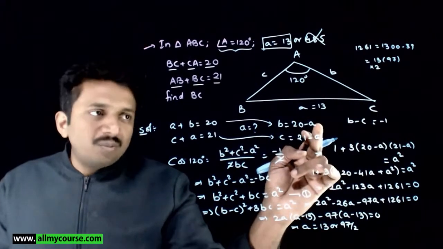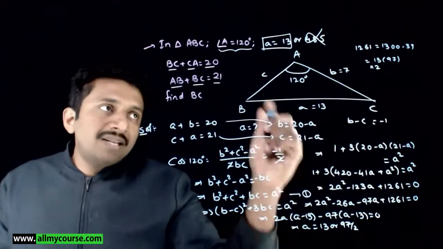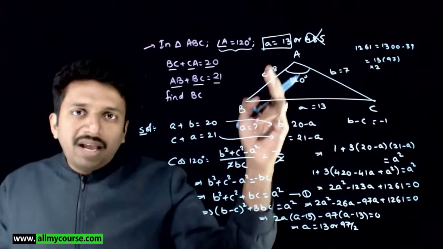20 minus a, so b is equal to 7. And c is equal to 21 minus a, which is equal to 8. So the sides are 7, 8 and 13.